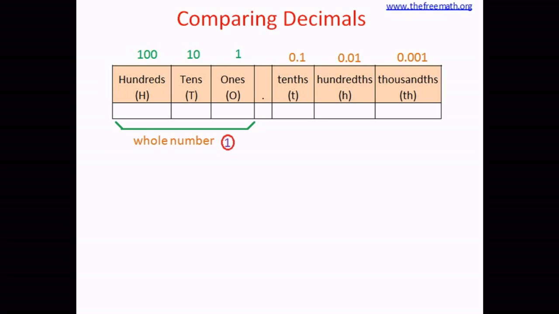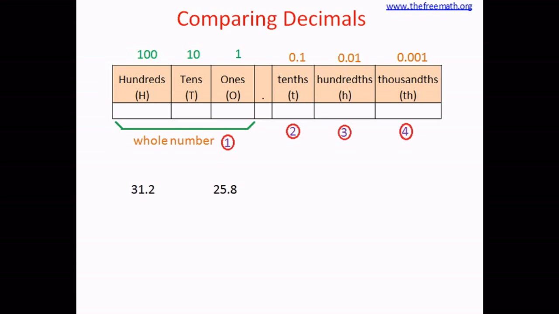If the whole number part is the same in both the decimals, then we look at the tenths position. If the tenths position is bigger, then that decimal is bigger. If that too is the same, then we look at the hundredths place and see which number is bigger. If the hundredths place is also the same, then we look at the thousandths place, and so on. This is how we compare the decimals. So now let's look at some examples.